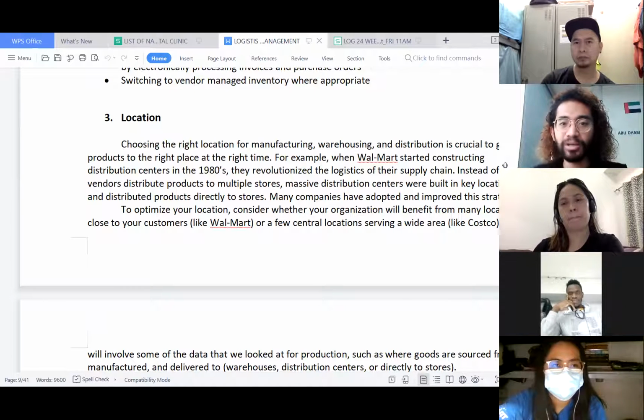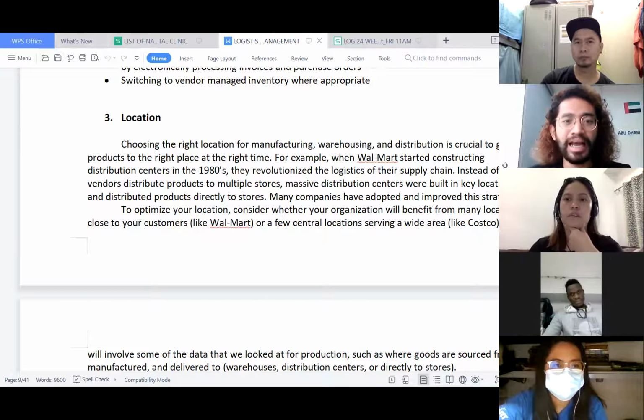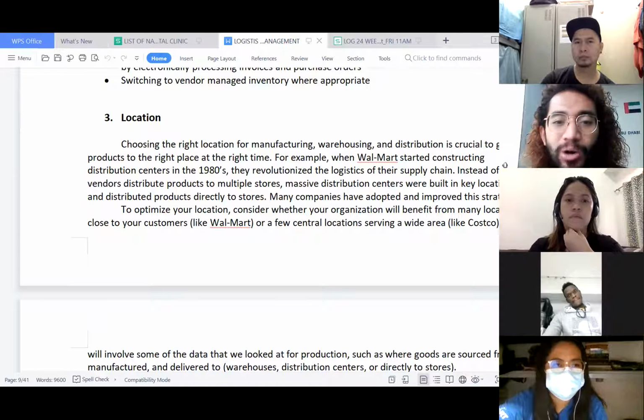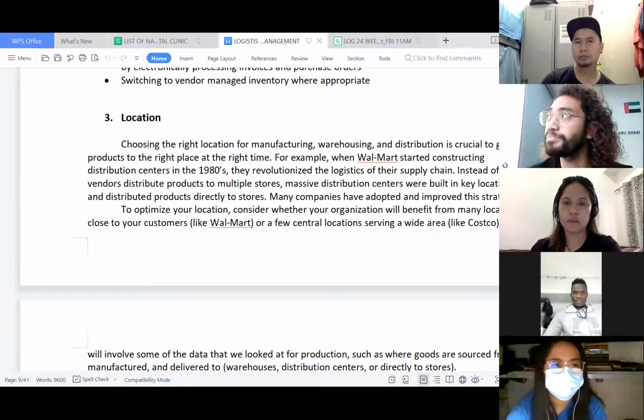So location is important because it still tends to cater to a certain market. Imagine if in your location you cannot get your brands. What is your brand of shampoo, Faith?